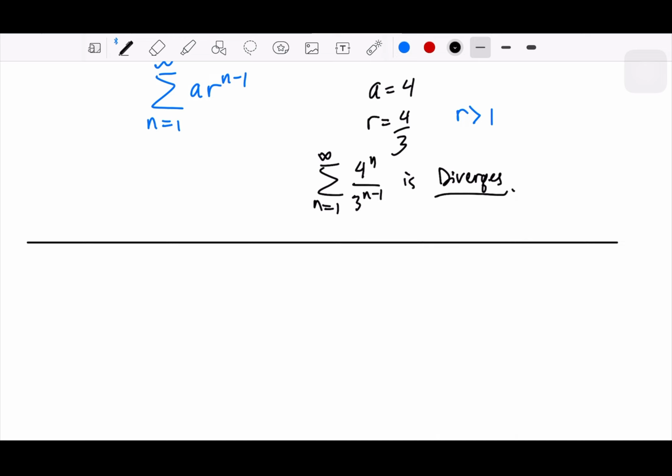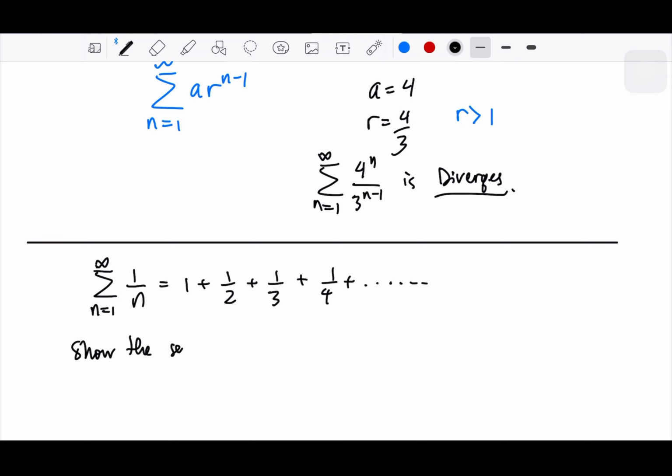Okay, another example, or maybe another section. Show the sum of the series of 1 over n. This will be 1 plus half plus 1 over 3 plus 1 over 4 plus dot dot dot. Show that the series diverges.